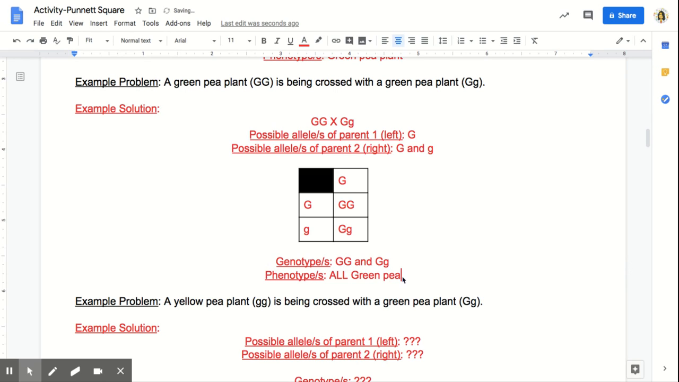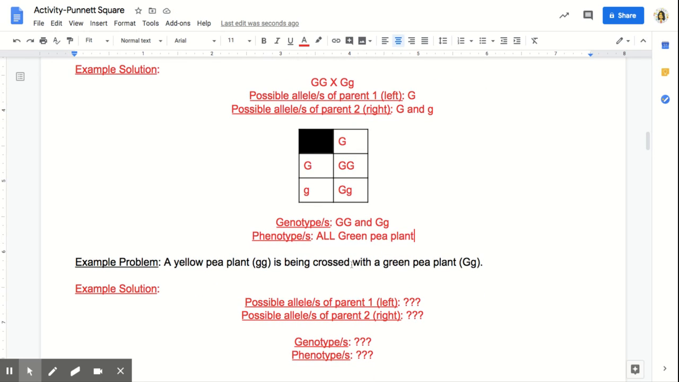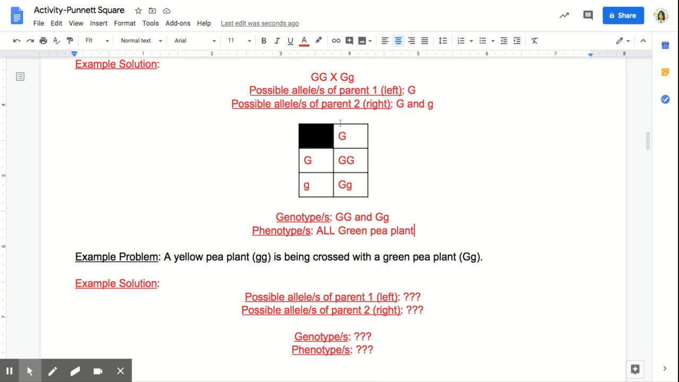So trait may vary from problem to problem. So you have to know which one is a dominant trait, which one is a recessive trait. Next example is just the same. So I'm just going to copy the solution in here.